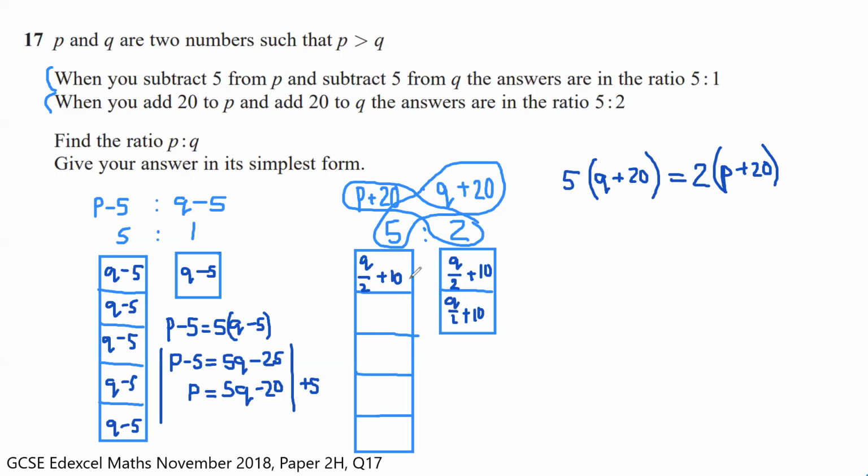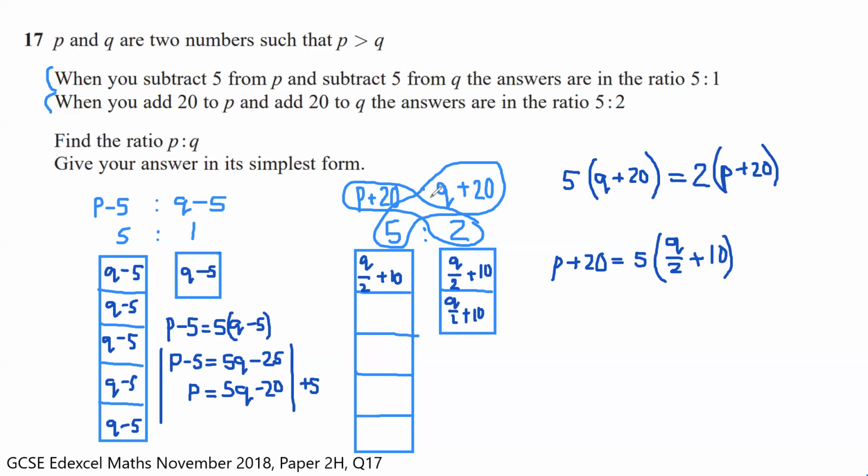Okay, so now if we want to go back to this one, we can say, okay, well, P plus 20, i.e. this part here, is equal to 5 lots of Q over 2 plus 10. Okay, Q over 2 plus 10.